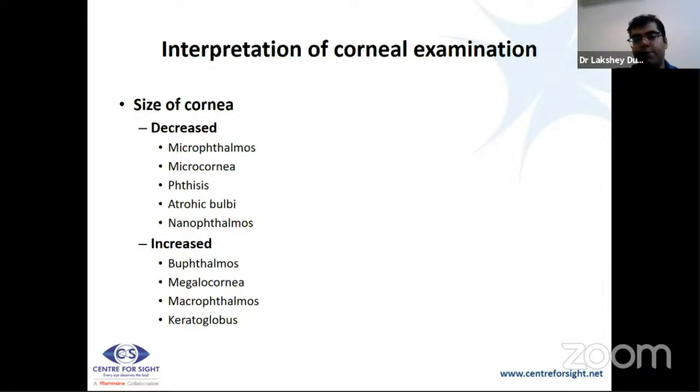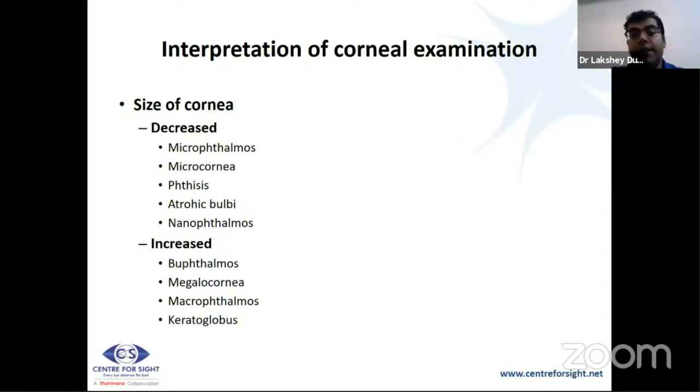So we covered history, we covered how we examine the cornea, and now we will talk about interpretation of a few corneal signs. When we examine the cornea, we can see a few signs, but how we interpret them is what we'll talk about now.